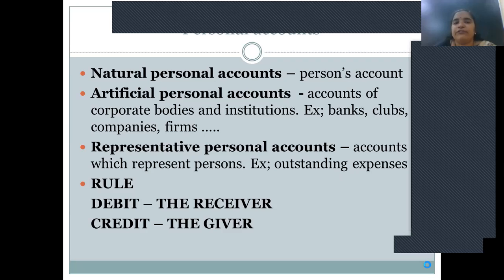Now, what is the rule of debit and credit? For personal accounts, you debit the receiver and credit the giver. Say, for example, Arun is paying Seema 10,000 rupees. Now, who is the receiver here? Seema is the receiver, so Seema's account will be debited, and Arun is giving the amount, so Arun's account will be credited. So the rule for personal accounts is debit the receiver, credit the giver.